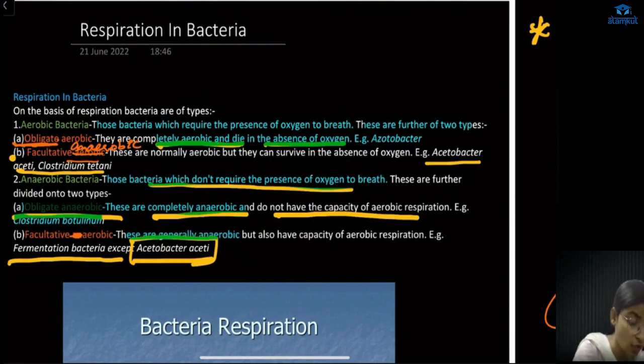Okay, and facultative aerobic means what? They are generally anaerobic, but they have the capacity for aerobic respiration, means they can survive in the presence of oxygen also. Example is Acetobacter aceti, fermentation bacteria except Acetobacter. जितनी भी fermentation bacteria है, they will perform facultative aerobic condition, but Acetobacter aceti ये नहीं करेगा. ठीक है, ये कहाँ रहेगा? ये facultative anaerobe में रहेगा.